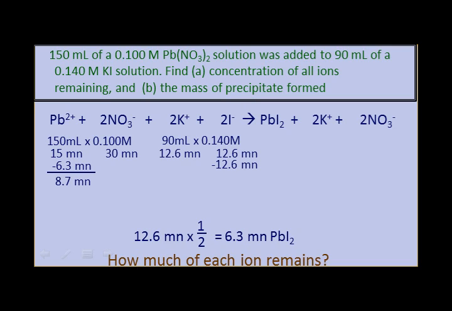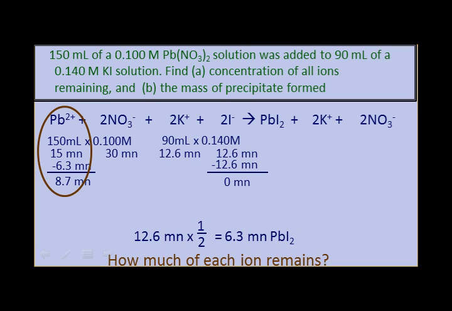How much iodide do we have? Well, we used up 12.6 millimoles of iodide ion, which is all we had to start with, so we don't have any iodide ion at all that is left. Here now we have 8.7 millimoles of plumbous ion.